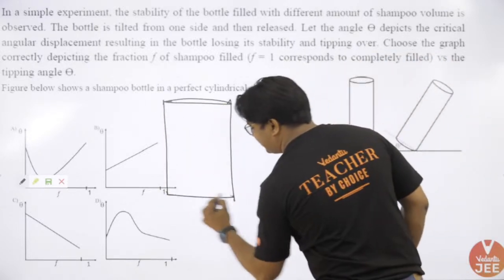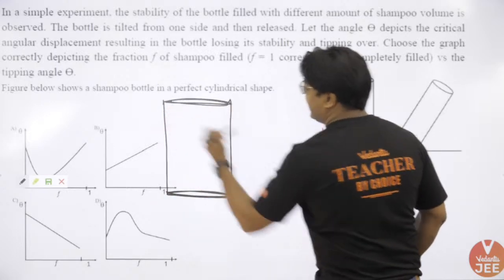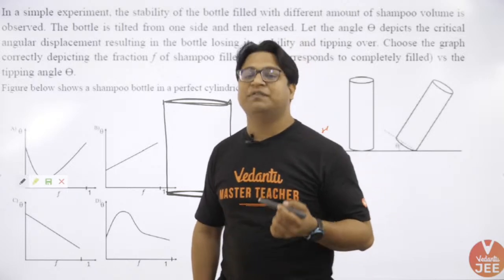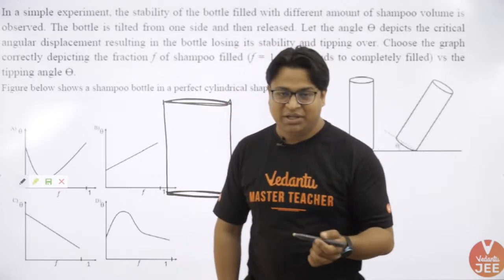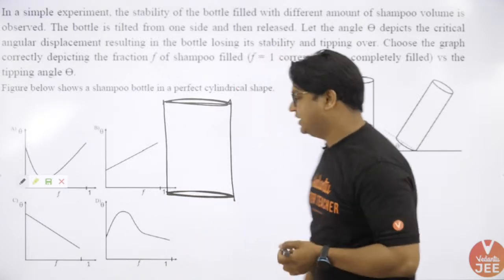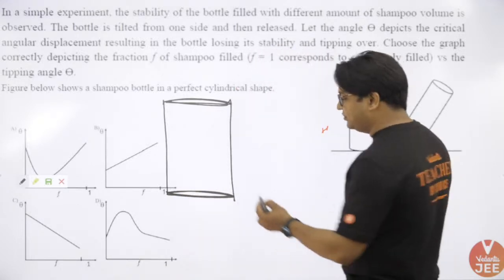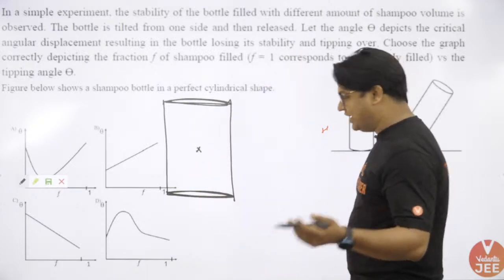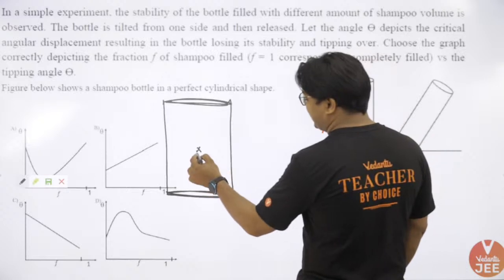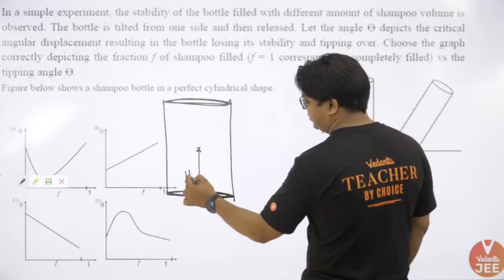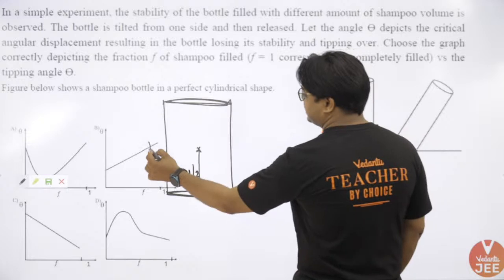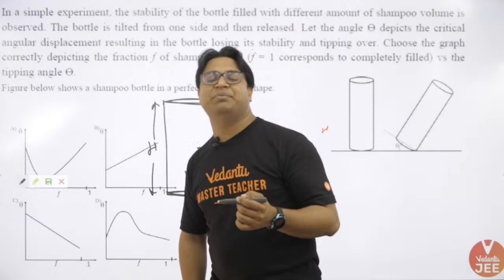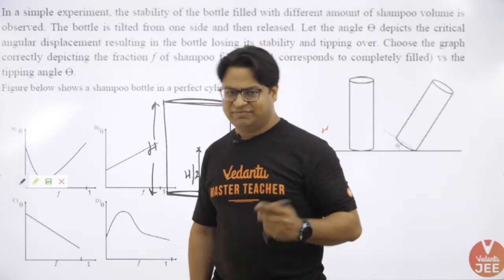This is an empty cylinder. Where will be the center of mass of this empty cylinder? You tell me. Probably you are thinking, or typing, or saying aloud, that it will be at a height of h by 2, where h is this height. So for an empty cylinder, the center of mass will be at the midpoint of its axis, which is correct.